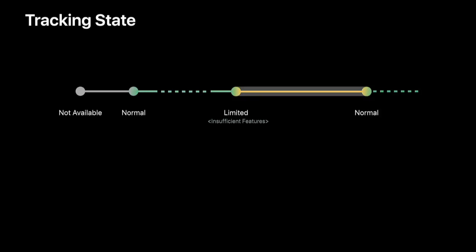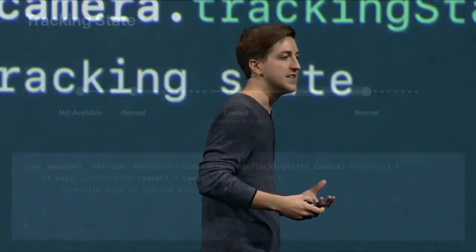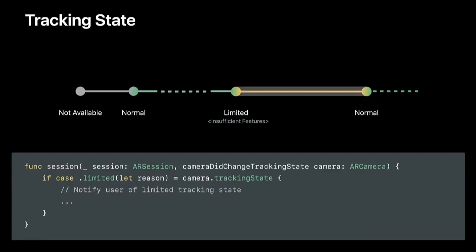If at any later point after this, tracking becomes limited, tracking state will change from normal to limited and also provide a reason. So the reason in this case, because I'm facing a white wall or there's not enough light, is insufficient features. It's helpful to notify your users when this happens. So to do that, we're providing a session delegate method that you can implement. Camera did change tracking state. When this happens, you can get the tracking state, if it's limited, as well as the reason. And from this, you'll notify your users, because they're the only ones that can actually fix the tracking situation by either turning the lights up or not facing a white wall.